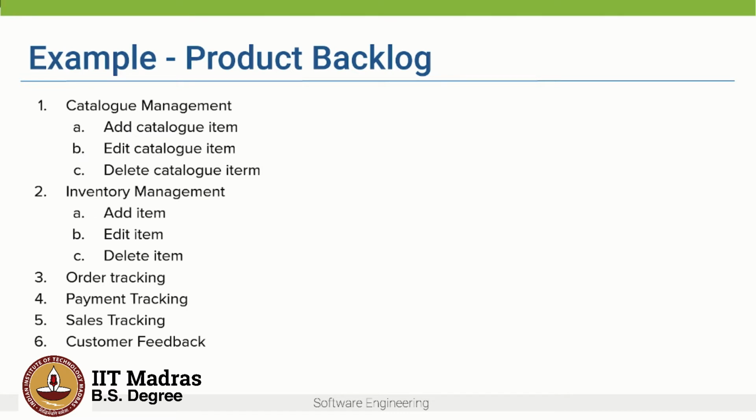But then the product owner says, well, actually the client wants to see catalog management as well as inventory management. So then the developers might say that it's not possible to complete both in this sprint. Maybe we can focus on adding a catalog item and adding an item in the inventory. So we can focus on 1A and 2A. So the entire team comes to a consensus and decides to work on 1A and 2A in this sprint.